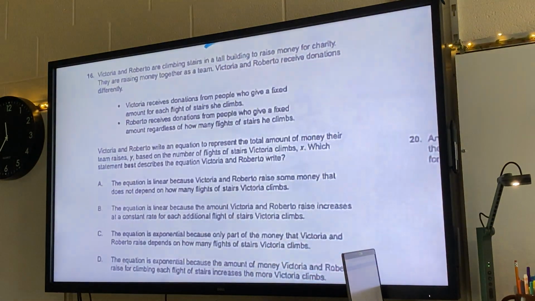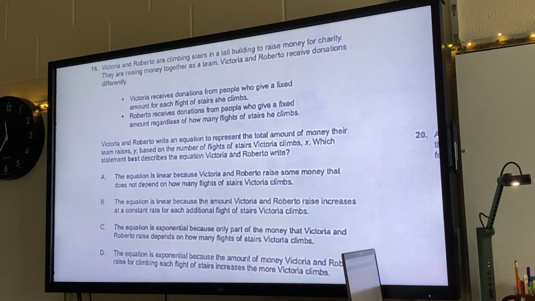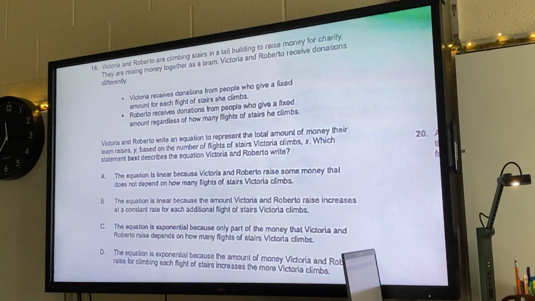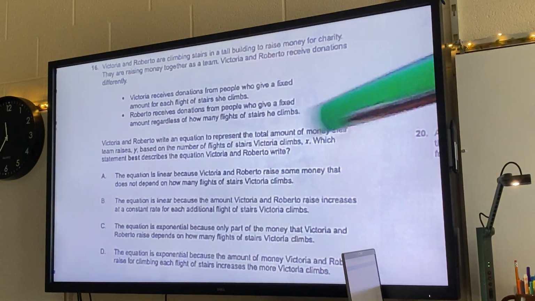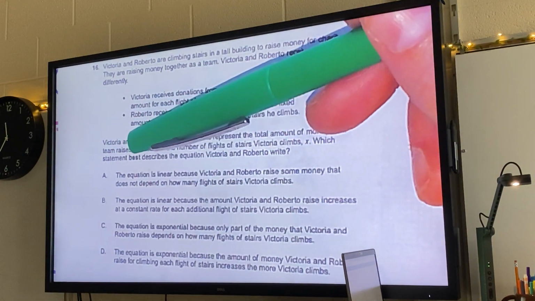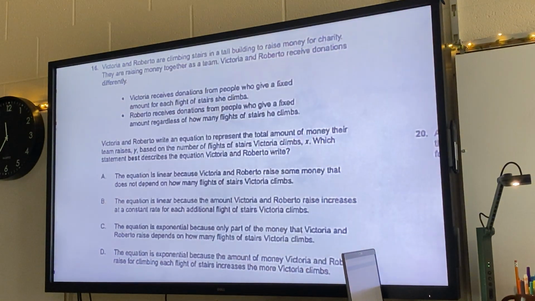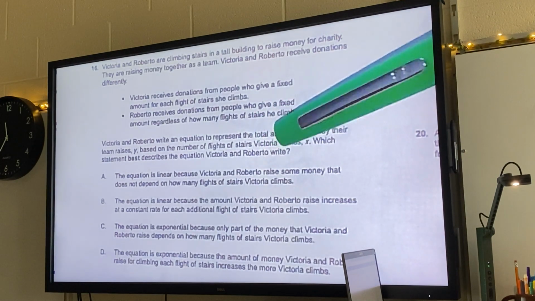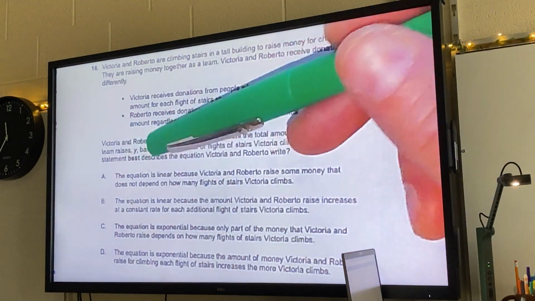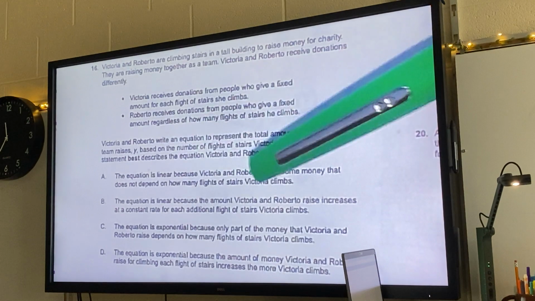So he went up and he's like, hey, will you give me a donation? You're like, sure. Here's $50. He could climb 2 flights of stairs. He could climb 10 flights of stairs. He already got that $50. You understand what I'm saying? So it says, these two write an equation to represent the total amount of money their team raises. Y is the total amount based on the number of flights of stairs Victoria climbs, X. Which statement best describes the equation?